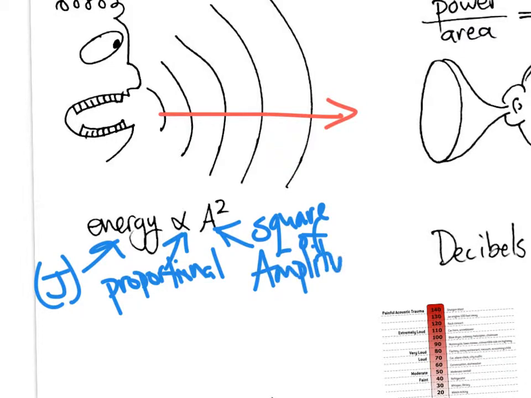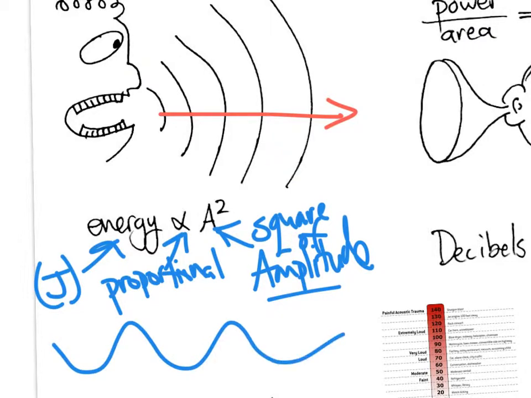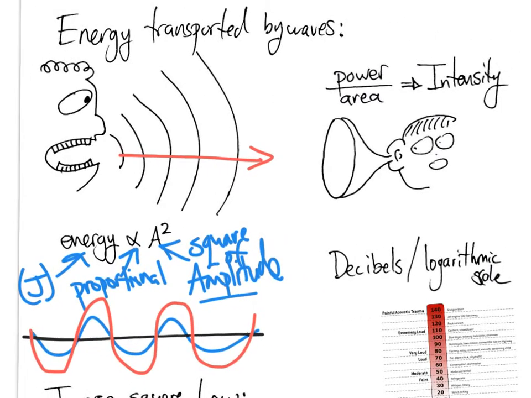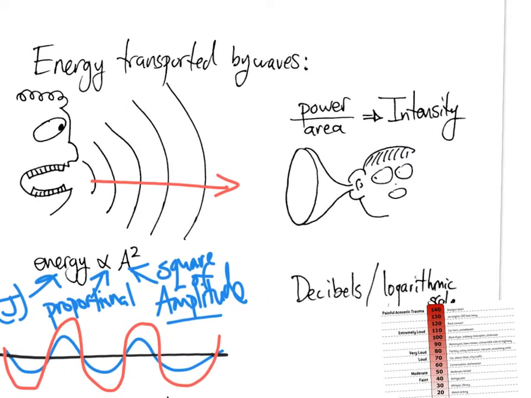So we'll see some examples of that in our bookwork, proportional to the square of the amplitude. Like, here's equilibrium, and if we were to draw a wave with twice the amplitude, we could say that the red wave has about 4 times the energy of the blue wave because it has about twice the amplitude, right? Squared, 2 gives us 4. So the energy is proportional to the square of the amplitude.